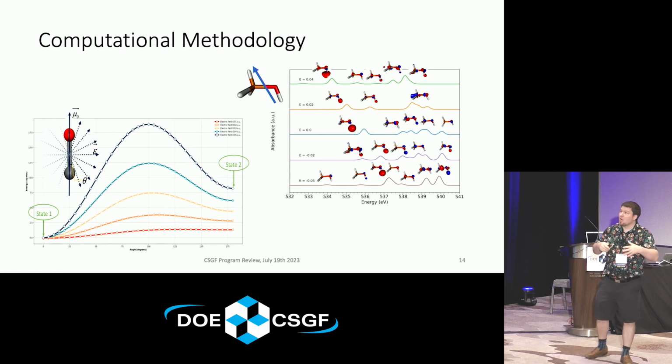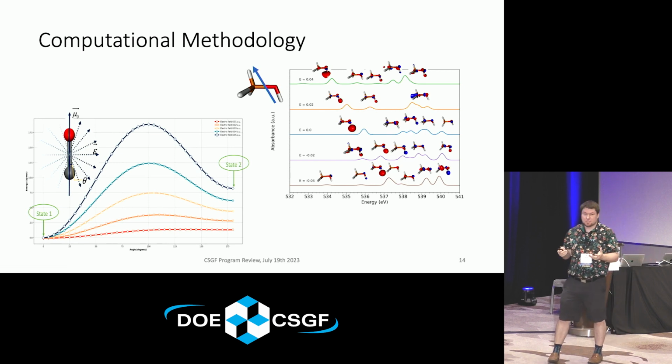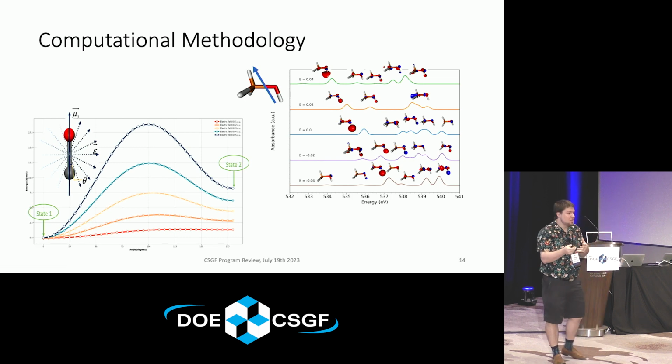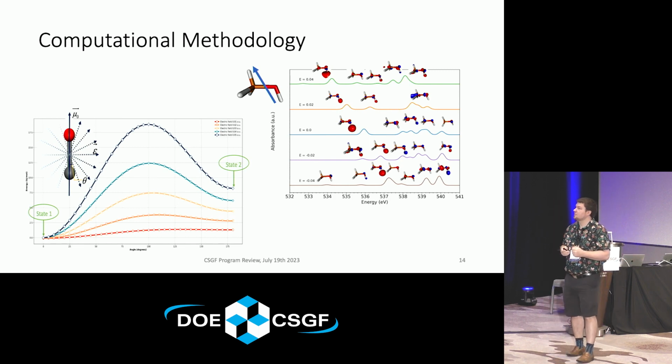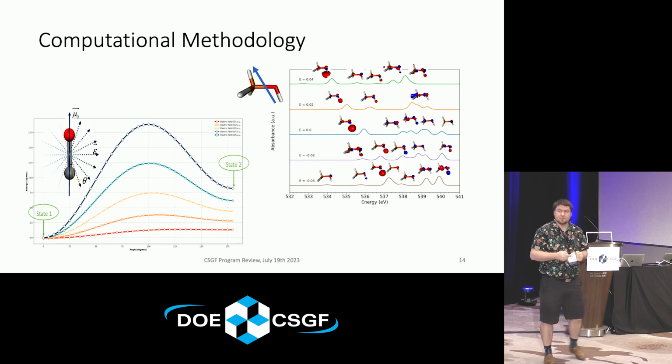Okay? But because we're doing the calculation, we can assign these very easily. We can calculate things called natural transition orbitals, and we can make little pictures to see exactly where the electron density is accumulating or moving from in these molecules, and how that's affecting the electronic structure and the spectroscopy here. Okay? So these can give us clues to how to interpret experimental spectra.